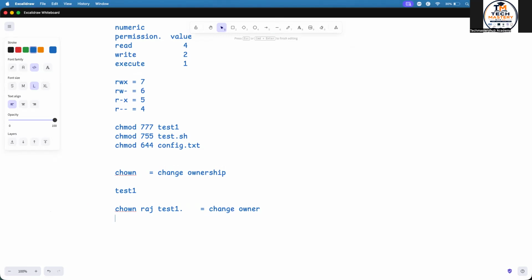Now if I want to change owner plus group, what will I do? chown Raj, the group name is DevOps, and then I will give test1. That means for the test1 file, I am changing the owner and group both.